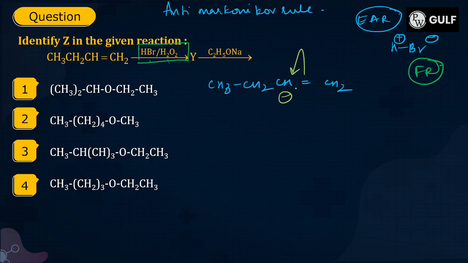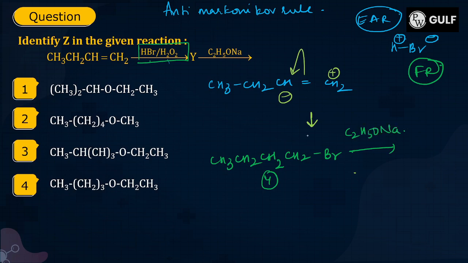As a result, this is getting the negative charge and this is getting the positive charge. Let me write it nicely so that it's clear to you. It is going to be CH3CH2CH2, because the hydrogen attacks here, and to this, Br minus will attack, so CH2Br. This is what we are getting. Now this is our Y.